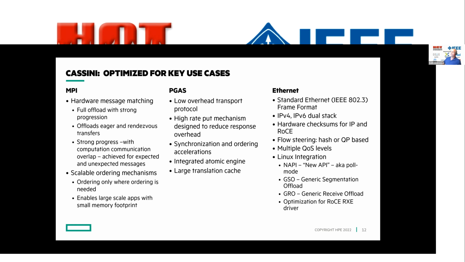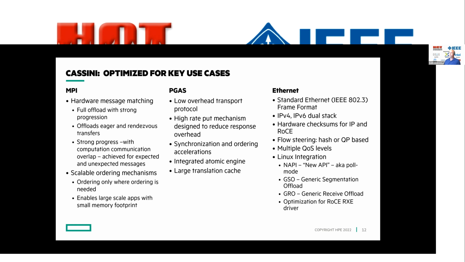As we start down into the Cassini hardware, it's built to support the capabilities that are provided through libfabric. It's got specific optimizations for MPI, for PGAS, and for Ethernet. So on the MPI side, we do hardware tag matching for MPI. We do full offload with strong progression for eager messages and for rendezvous transfers.